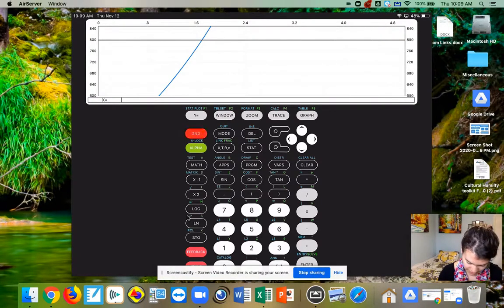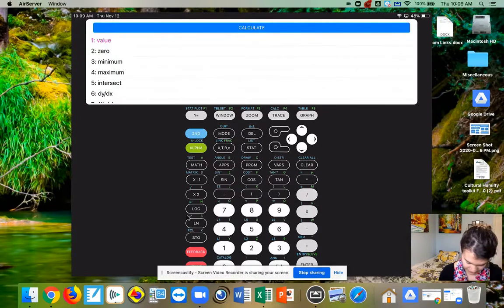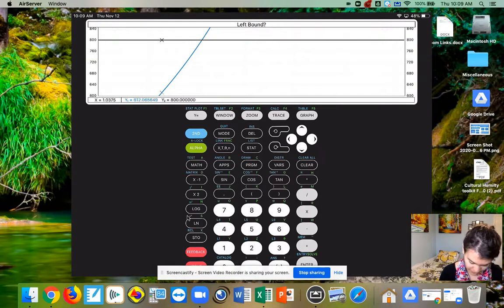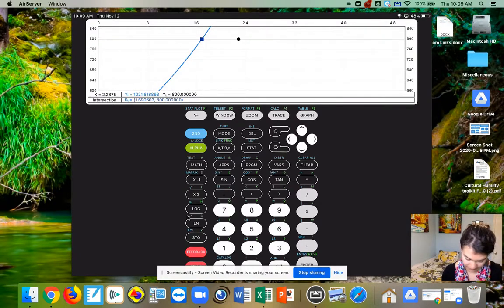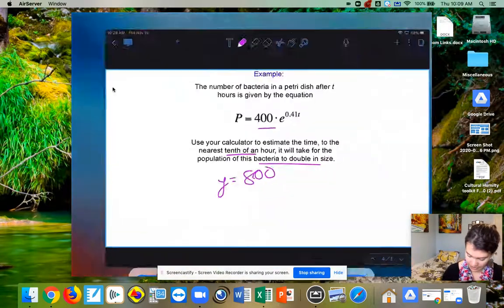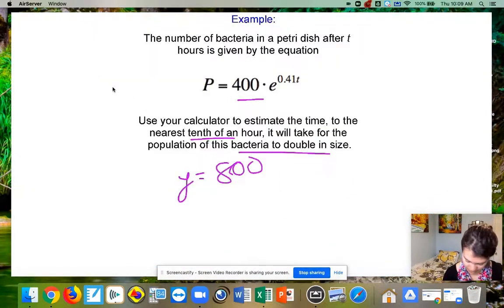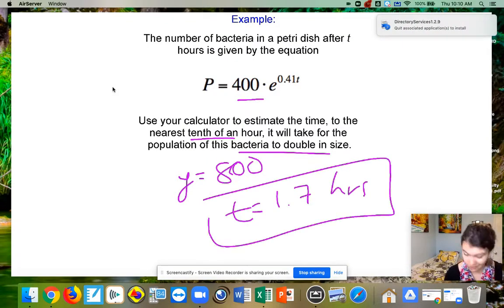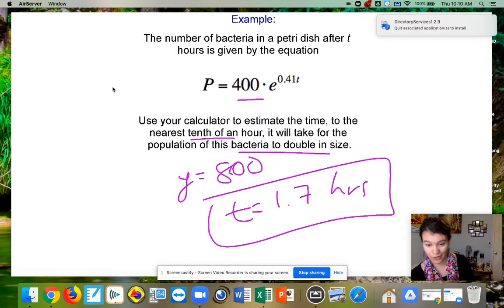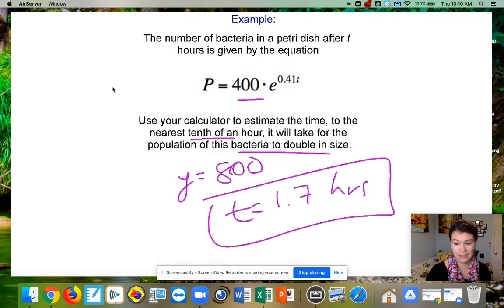So do your second, calculate again, 5. You want to be on the left side, and then you want to be on the right side. And then here it gives you your value. So about 1.7 if we look right here at our value. So our answer to this would be when t equals about 1.7. And again, this is not 100% accurate because you're guessing, but that's okay. We're going to learn how to solve these later.